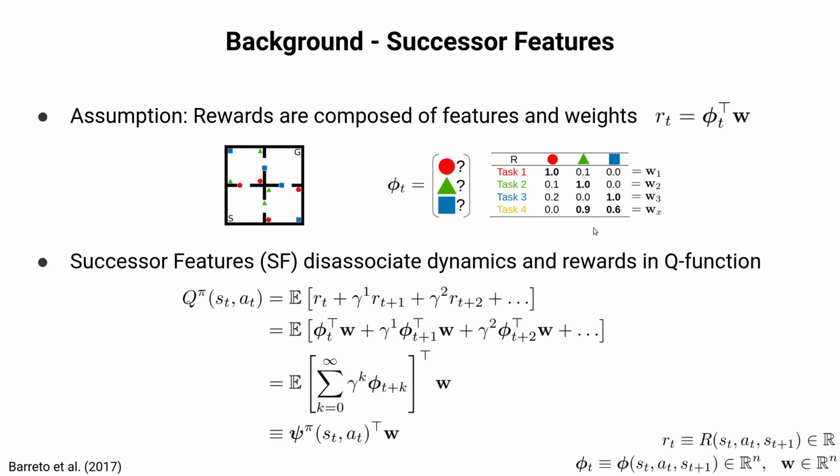Successor features use this linear reward assumption to disassociate dynamics and rewards. If we look at the Q function and replace our rewards at each time step with our linear assumption, we can see that the weight vector is constant at each time step. Thus, we can remove it from the sum over steps, leaving only the discounted feature vectors, which we define as psi. Given psi for a certain policy, we can now compute the Q values for any reward weight vector w by computing the dot product.